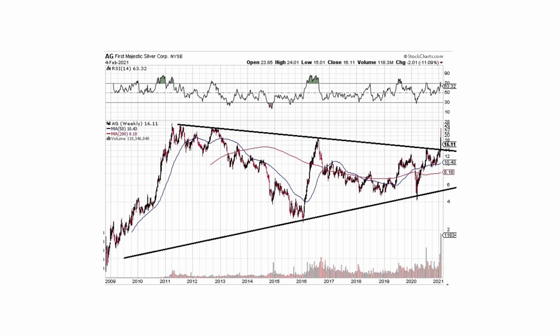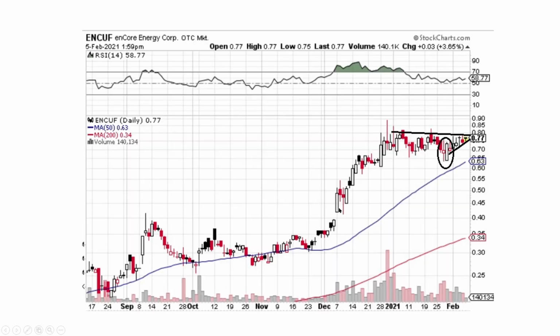I owned AG before it. I think I bought it all through here on this handle. You know, it's got a cup, a handle, and then a cup and a handle right there. That's a good one. Encore Energy looks like it's going to explode.